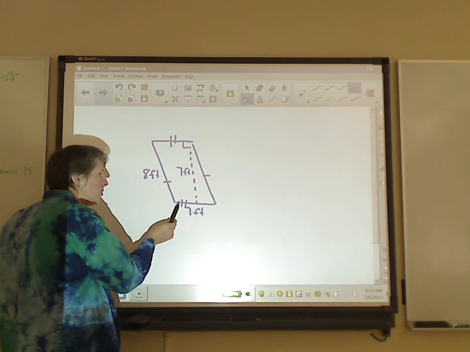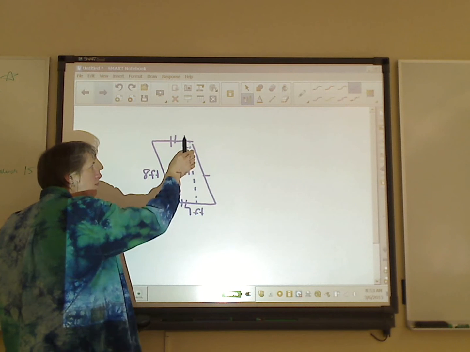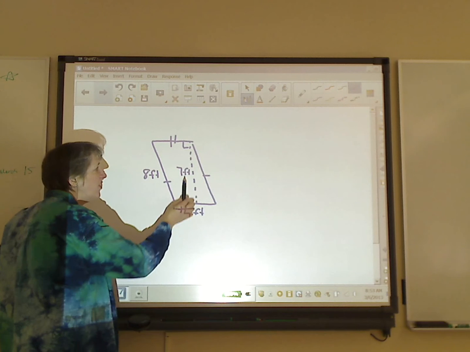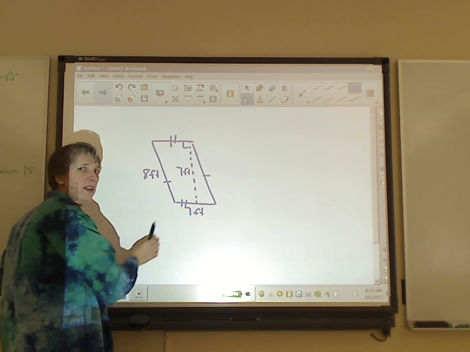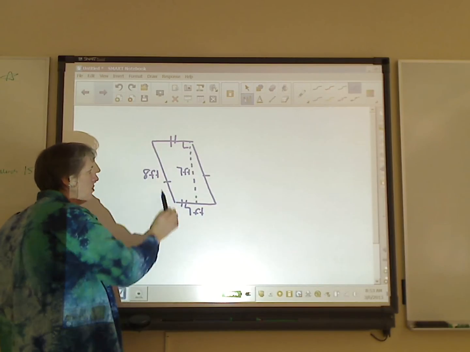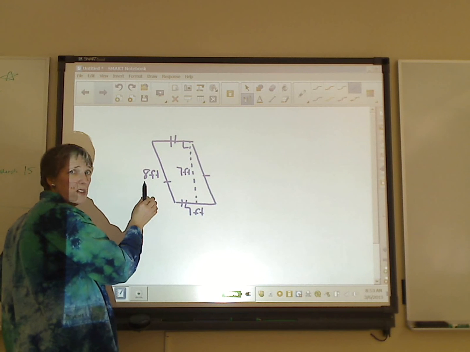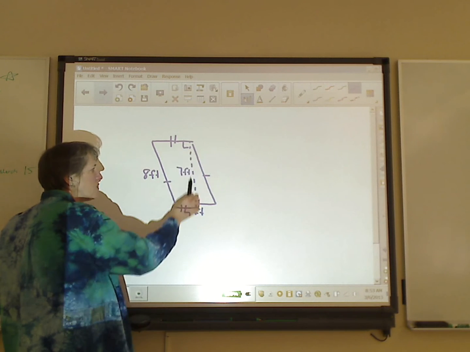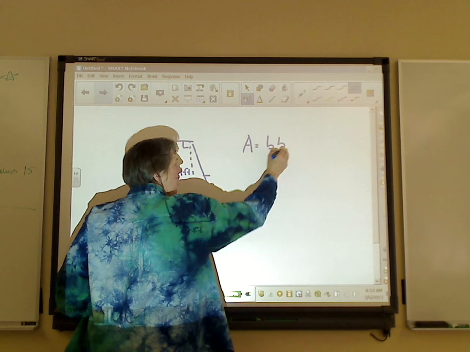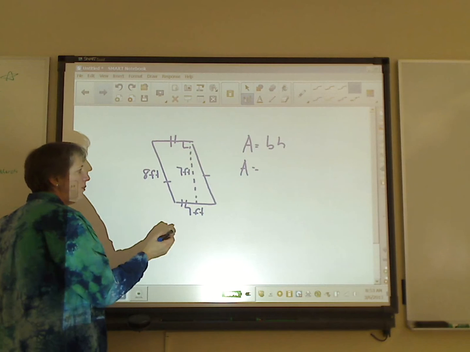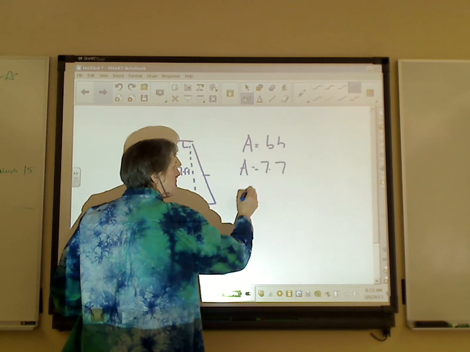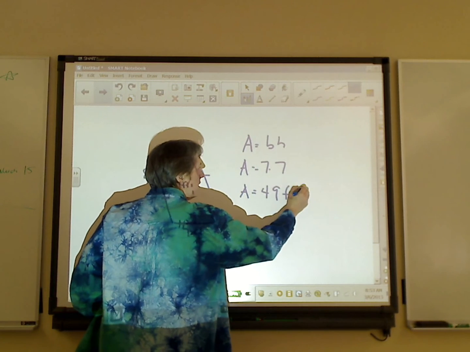And how do you know which one to use? Whichever pair of sides that are parallel, that are connected with the height, with the perpendicular line, is always your base. This is not the height. There's no right angle. This is not the base because it's not connected by the perpendicular line. So we write A equals base times height. A equals, well, the base is 7 and the height is 7. So A equals 49 feet squared.